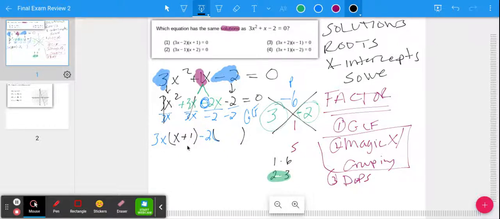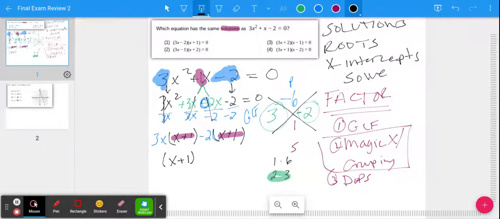It should match up to this first set of parentheses, x plus 1. So a negative 2x divided by a negative 2, your negative 2's cancel, you get x. And a negative 2 divided by a negative 2 is a positive 1. So far I know we're on the right track because our two parentheses match up, x plus 1. So in our final answer, x plus 1.